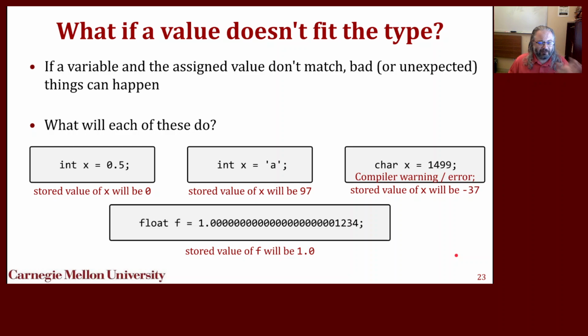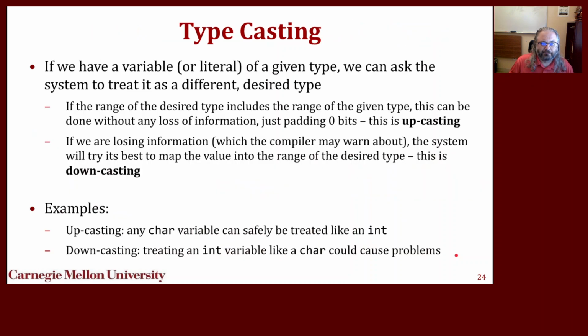And there are a lot of ways that we can do this. One of them is what is called typecasting. If we have a variable or a constant, a literal, of a particular type, we can explicitly tell the system to treat it like a different type, and this is called casting.